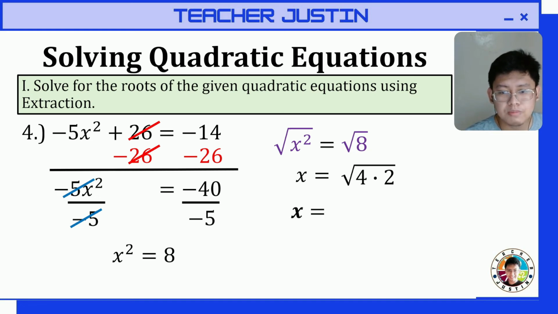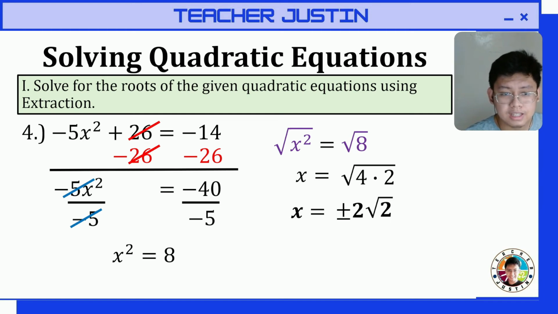So, x will be equal to the square root of 4. So, the square root of 4 is 2. And the square root of 2 will still be square root of 2. Now, take note, since we apply the square root property, we have to get the positive and negative roots of that number. Kaya meron tayong positive, negative symbol.